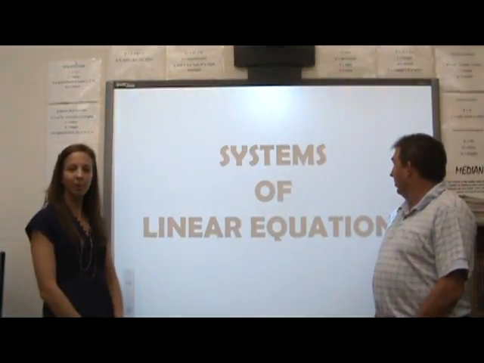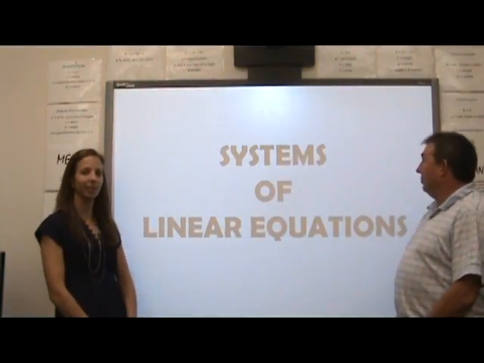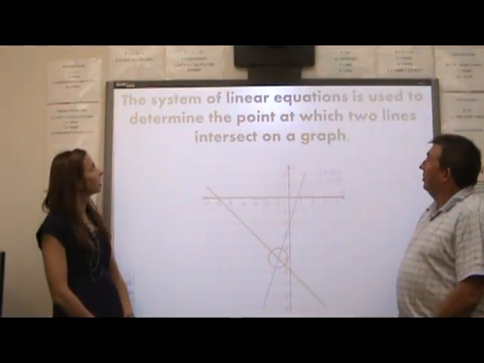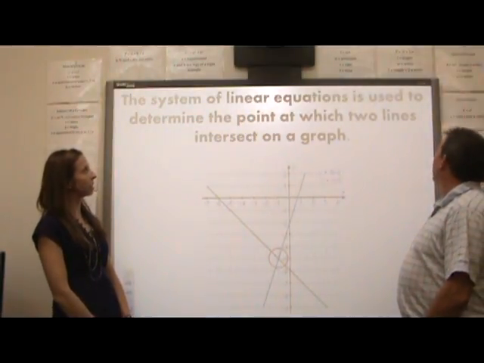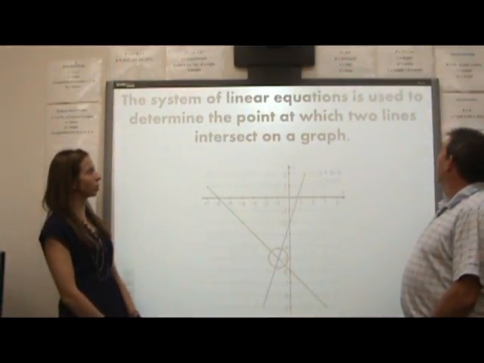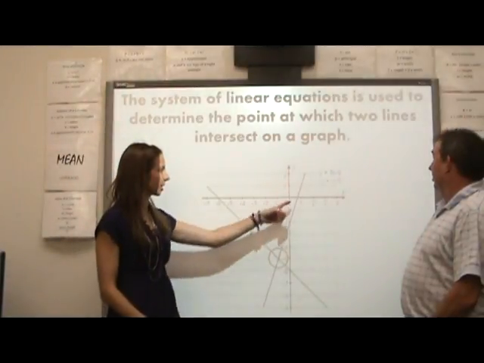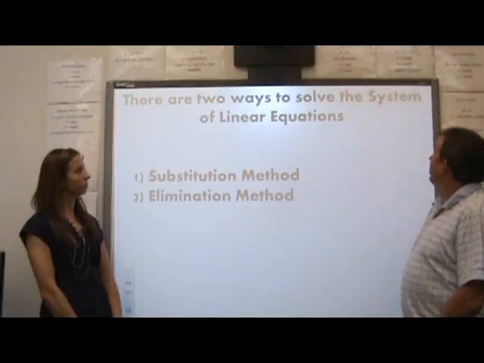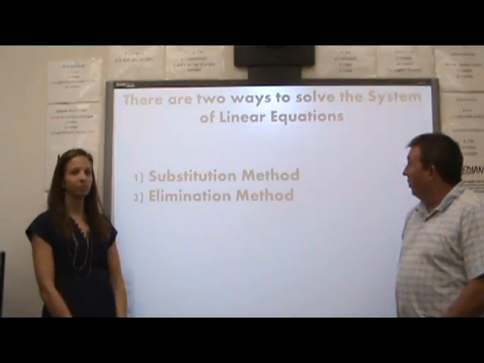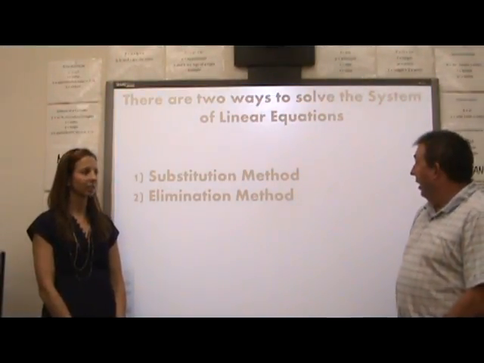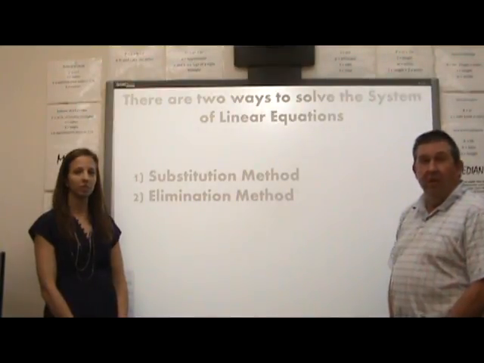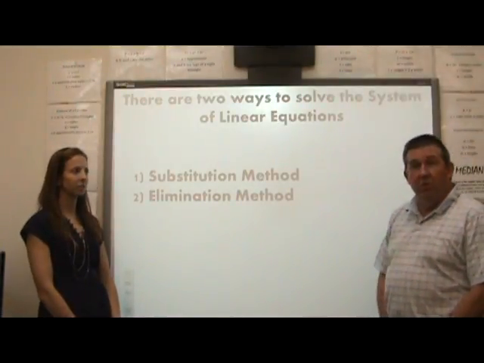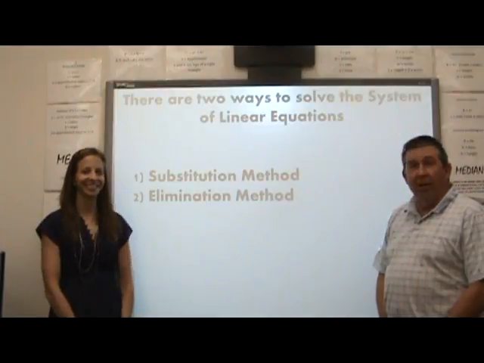Today we're going to show you a math tutorial on the system of linear equations. The system of linear equations is used to determine the point at which two lines intersect on a graph. There are two ways to solve it. The first is called the substitution method, and the second is called the elimination method. Jen's going to show you the substitution method, and then I'll come back in and show you elimination.